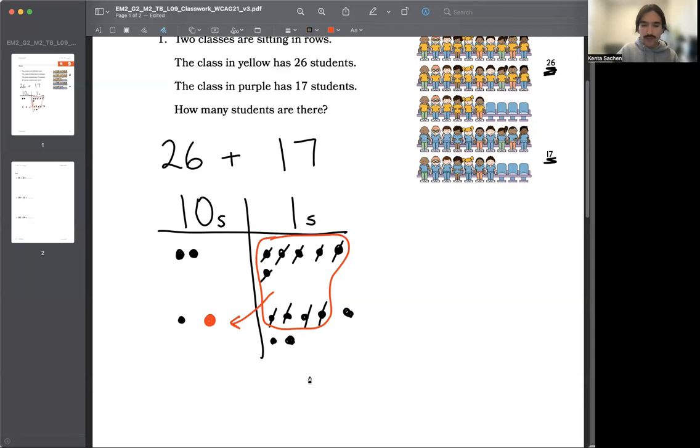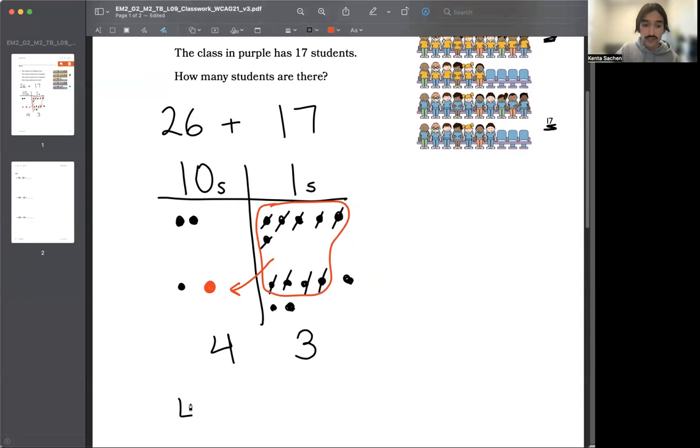Now, how many ones do we have now? We're not counting these 10 because they already got remade, regrouped. We have 1, 2, 3. And now let's write down that 3. We have 3 ones. And how many tens do we have now? 1, 2, 3, and 4. So how many students are there? There are 43 students.